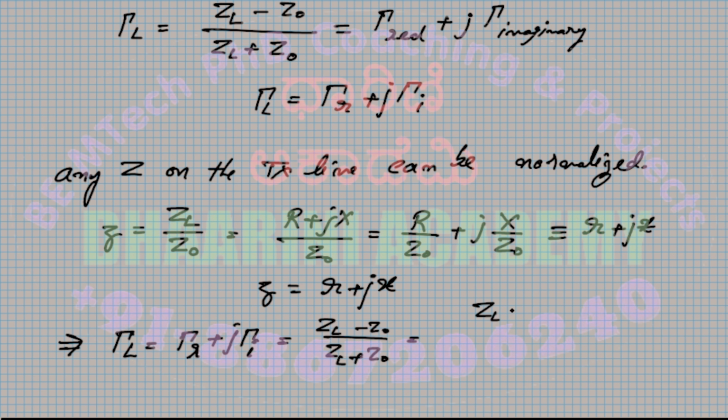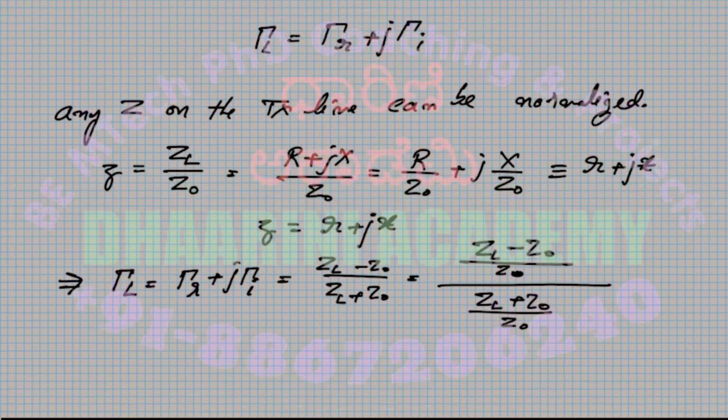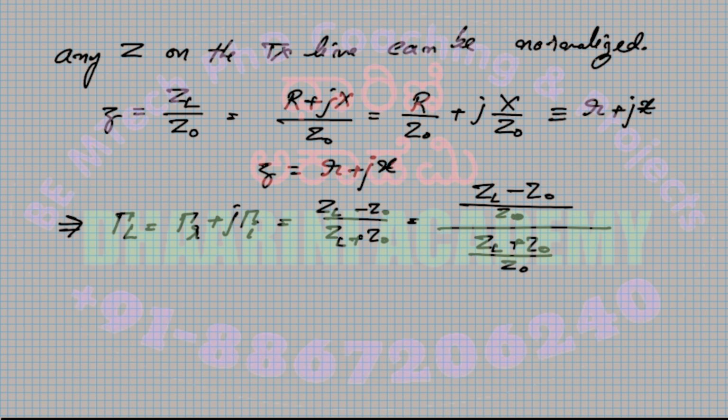Okay, so that is (ZL minus Z0) divided by Z0 in the numerator, whole divided by (ZL plus Z0) divided by Z0. You divide both the numerator as well as the denominator by Z0. Now what happens? ZL by Z0, I can call it a small z. So small z minus 1 divided by small z plus 1.